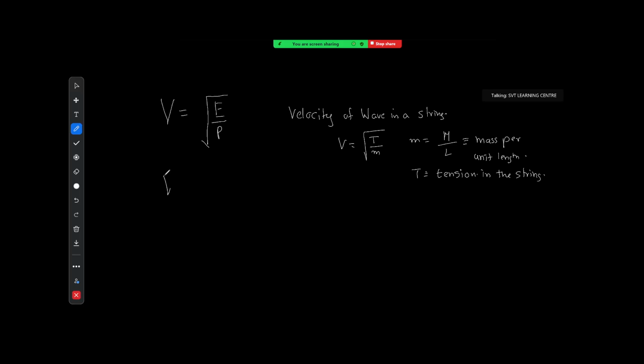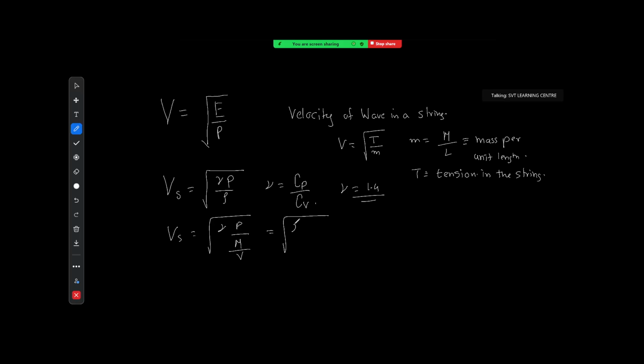Now coming to sound waves, the velocity of sound wave is given by root under gamma pressure P upon density. We have already studied this in thermodynamics. Gamma is equal to Cp upon Cv, the ratio of molar specific heat under constant pressure upon molar specific heat under constant volume. For air, the value of gamma will be 1.4. It's a ratio, so it doesn't have any unit. If you do a little bit of conversion, you can write this as gamma P upon density, and density is mass upon volume, so you can further write this as root gamma pressure volume upon mass.